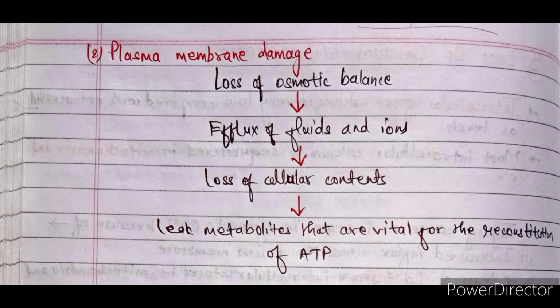So let's start with the plasma membrane damage. Due to loss of osmotic balance, there will be efflux of fluids and ions, and it will lead to loss of cellular contents and finally loss of metabolites that are vital for reconstitution of ATP.